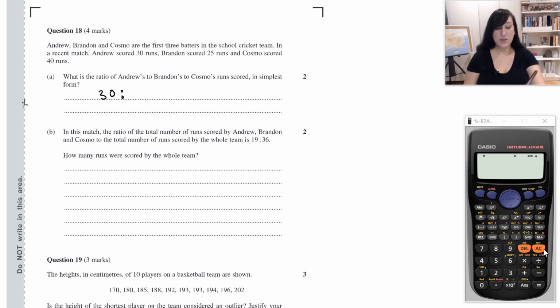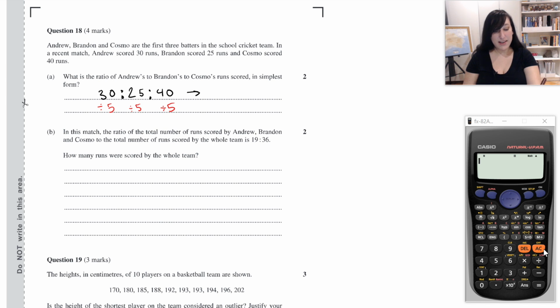Then Brandon, which is 25. Then Cosmo, which is 40. And now we just need to simplify that ratio. To simplify a ratio, we need to be able to divide all of the parts by the same thing. 30, 25, and 40 are all divisible by 5. So if we do that and divide each of these by 5, we'll get our simplified ratio.